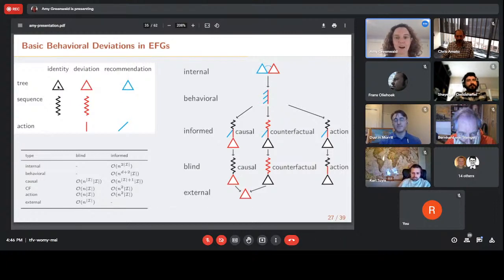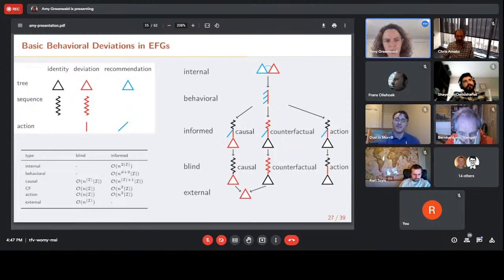When they're red, that's a deviation, and when they're blue, that is a recommendation. And then you can also use what we call the identity transformation, which just means you follow along with the recommendations. You just go with the recommendations, you follow them. Here we have how we're drawing sequences, and here are pictures of actions. All right, so let's start with counterfactual.